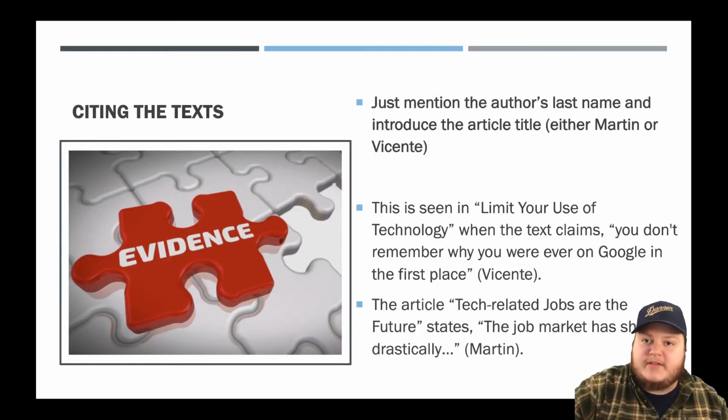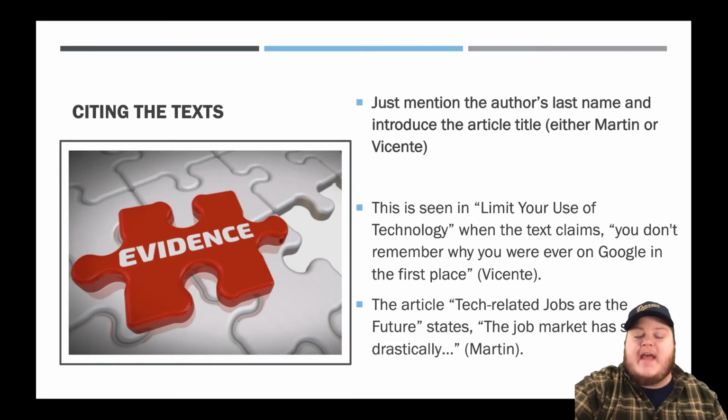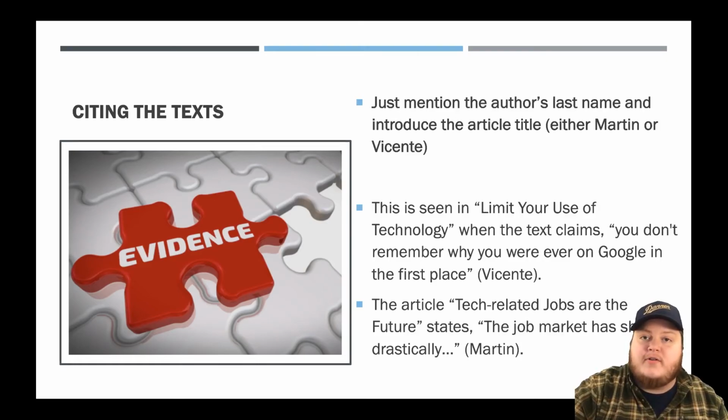When you cite the texts, please make sure that you mention the article that it comes from and the author's last name. In any other instance, if you had a quote within an article that's not from the author, you would cite that original source. However, I just want you to look at these 2 pieces of evidence as your basis, and I don't want you to do any outside research. So mention the article title and the last name of the author. So it's either going to be Martin or Vicente.